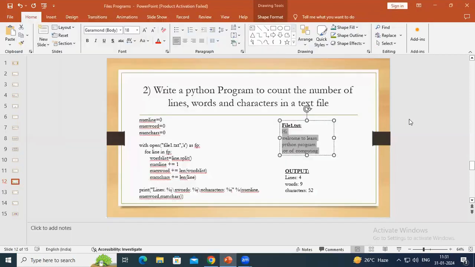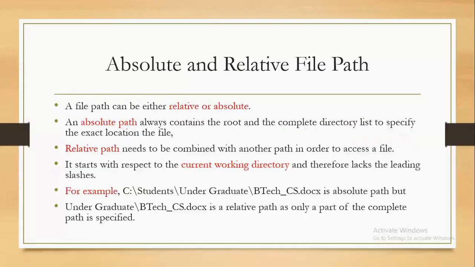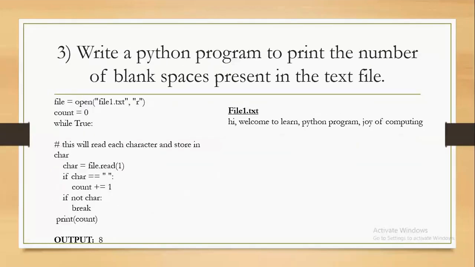This is about the second program. Next, we are going to see the third program. The third program is: write a Python program to print the number of blank spaces present in the text file. So here we are going to print the blank spaces present in the file. For this, first we open the file we are going to work with, using its file name file1.txt, and we open it in read mode. Initially, the value of the blank space count is 0, so count is initialized with the value 0.